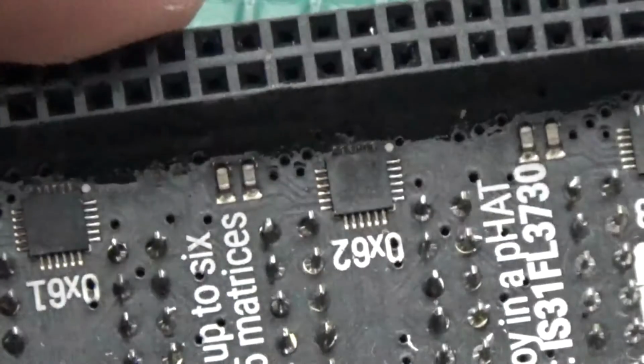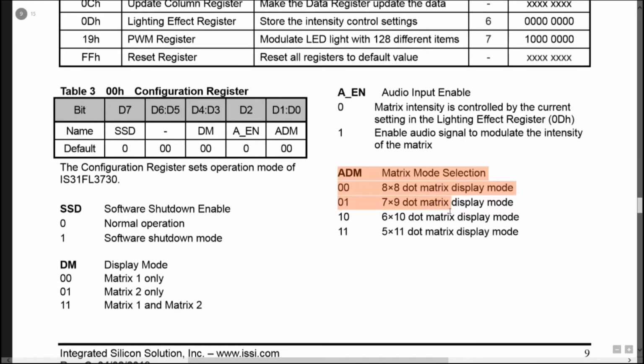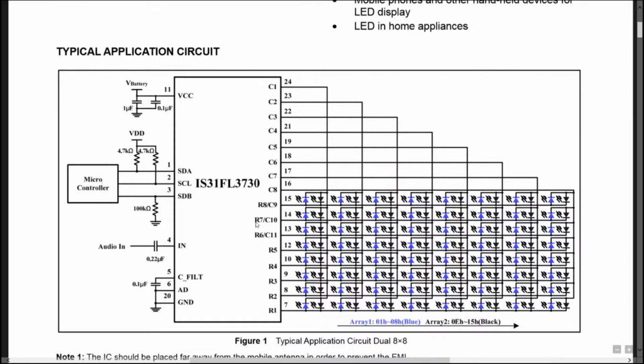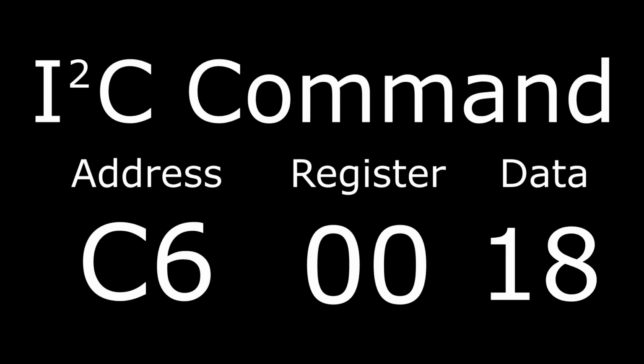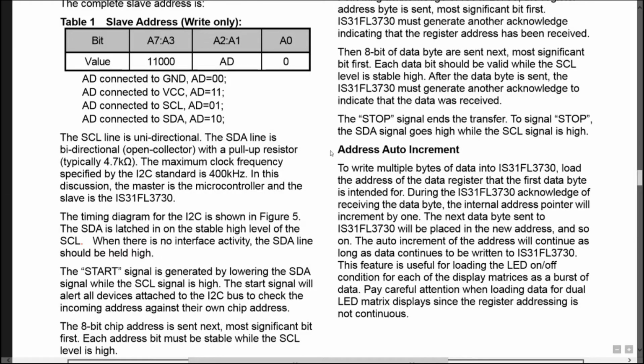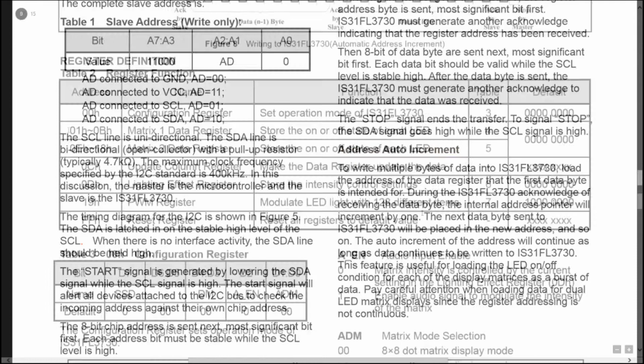As best as I can tell, the audio input is not connected, so that can stay 0. Finally, bits 1 and 0 determine matrix mode, which as discussed earlier is most likely 8x8, so I'll put 0-0. This leaves the first byte sent to address 00 as binary 00011000, or hexadecimal 18. Now, conveniently, this chip auto-increments the address, and the next address is where I can start to write to display memory.